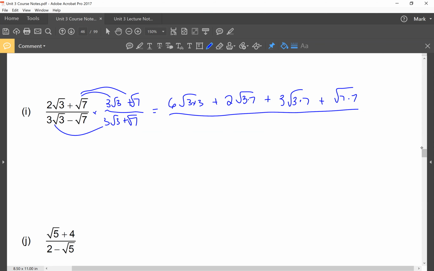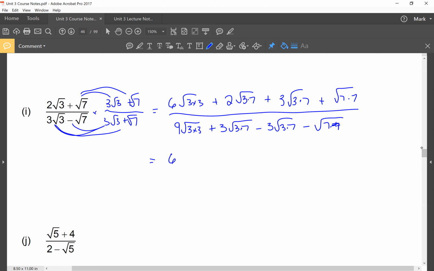So 3 root 3 times 3 root 3, that's just going to be 9 square root 3 times 3. 3 root 3 times 7, or root 7, would just be 3 root 3 times 7. Minus 7 times 3 root 3 would be minus 3 times 3 times 7. And then my last term would be minus root 7 times 7. All right, simplify. Let's see what we get.